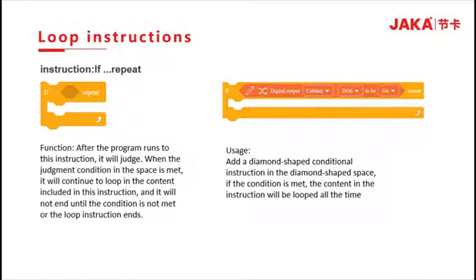If the conditions are met and the loop is executed, the program will judge after running the instruction. When the judgment condition in the space is met, the instruction contained in the loop will be executed, until the condition is not met or the operation ends, and the loop instruction will end the loop.